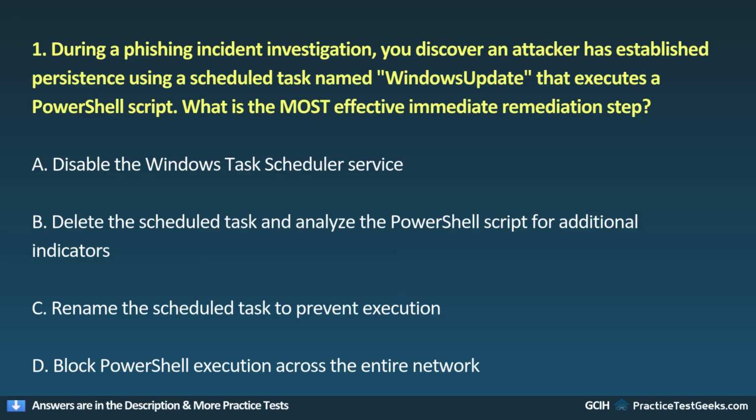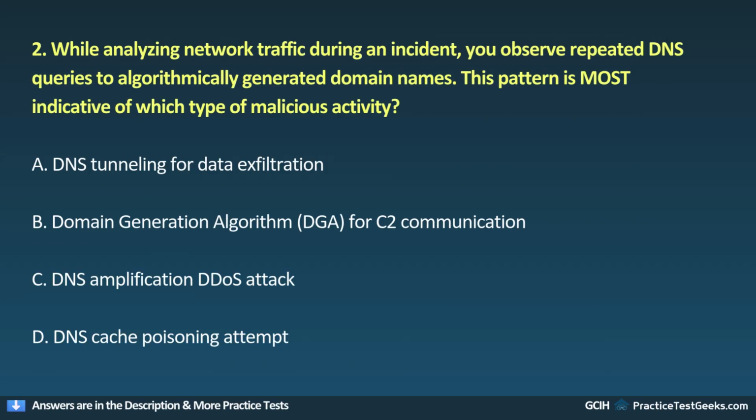C. Rename the scheduled task to prevent execution. D. Block PowerShell execution across the entire network. 2. While analyzing network traffic during an incident, you observe repeated DNS queries to algorithmically generated domain names. This pattern is most indicative of which type of malicious activity?